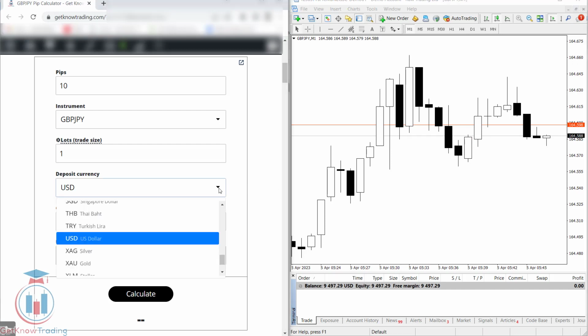Have in mind that you can change to any other deposit currency if you would like to get the Pip value in that currency. But most of the time you would like to see the Pip value in the deposit currency you have on your trading platform, because this will give you correct information how much each Pip will be valued and how much money you can make by each Pip.